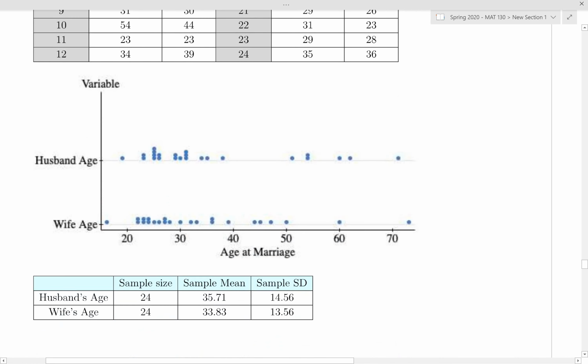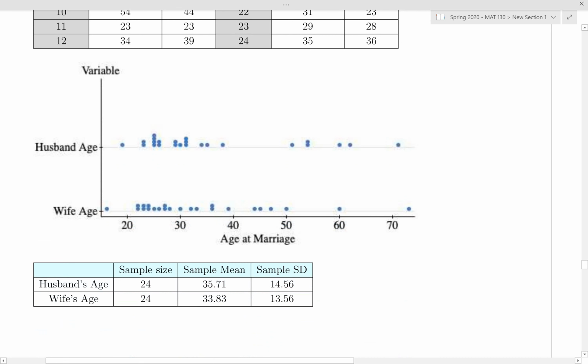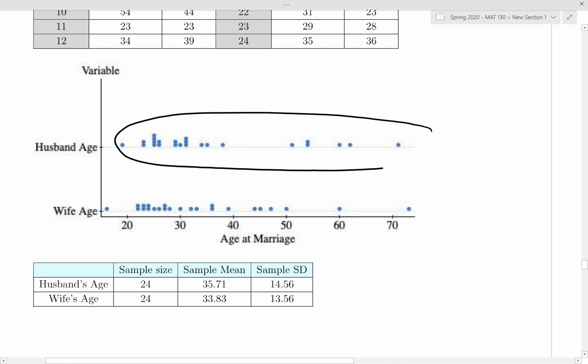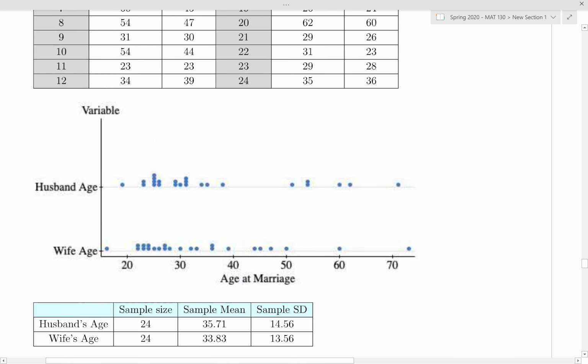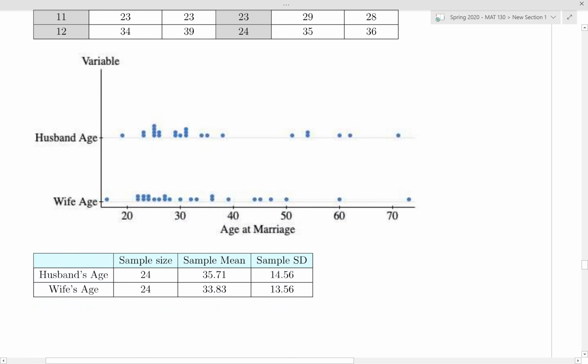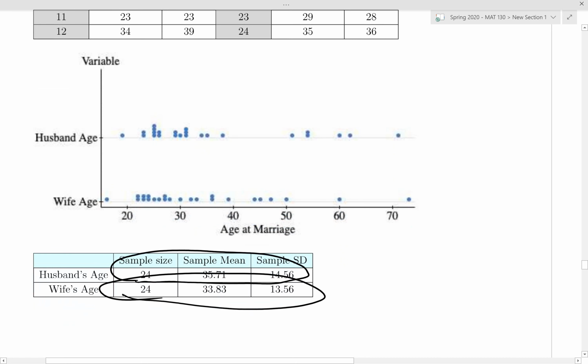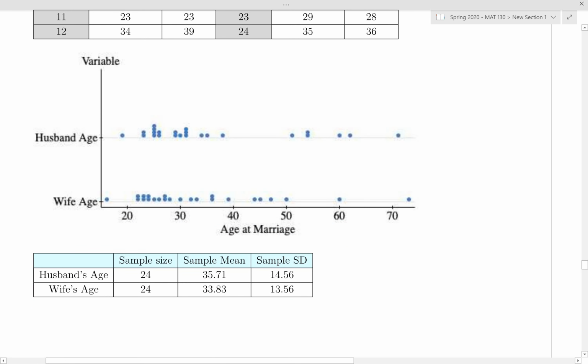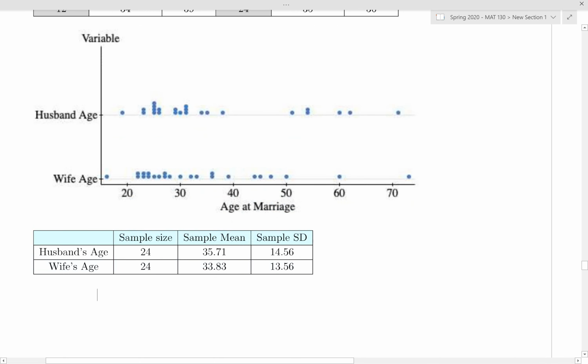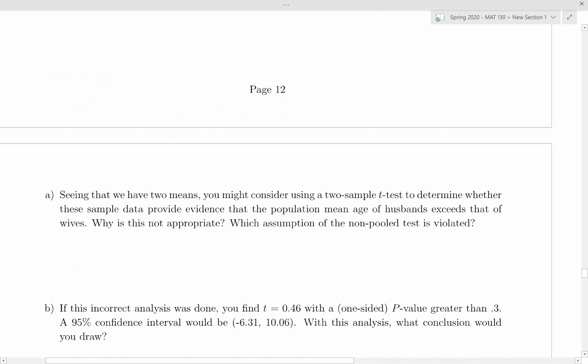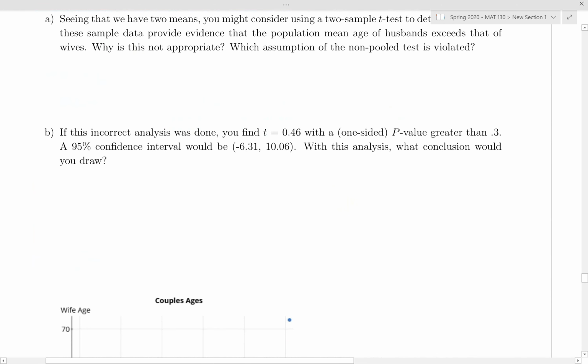In the picture and the table below, we've taken all the husbands' ages and plotted them on a dot plot, and similarly all the wives' ages. So there are no pairs here. We've just taken the husbands' ages and wives' ages, and we have computed the sample mean, sample standard deviation, and sample size for each with the help of StatCrunch. Now we're going to use this data to introduce the notion of a matched pairs t procedure. But before we do that, we are going to answer a few questions.